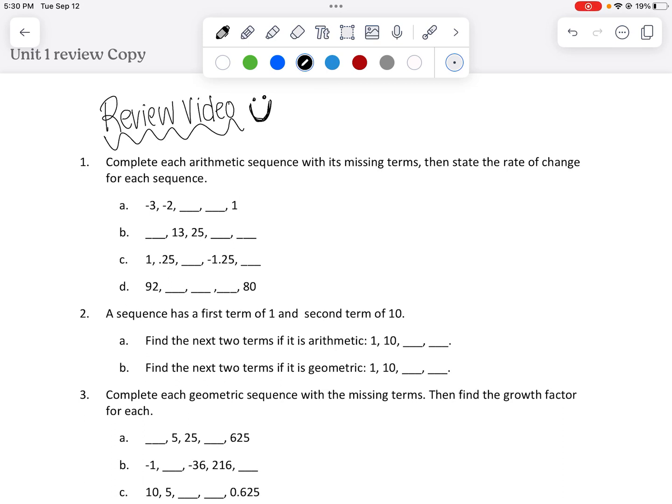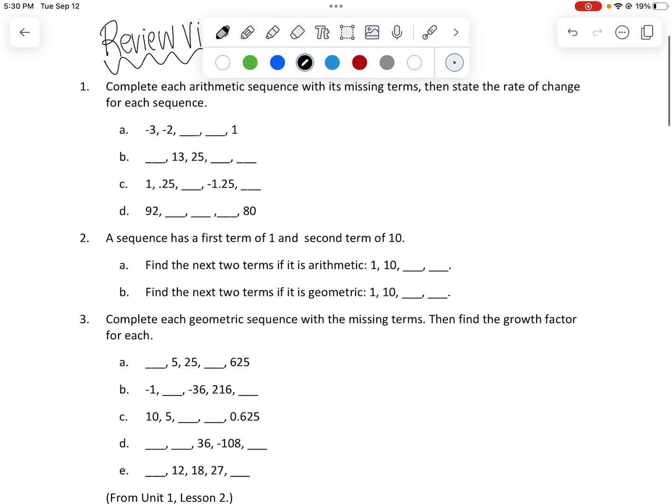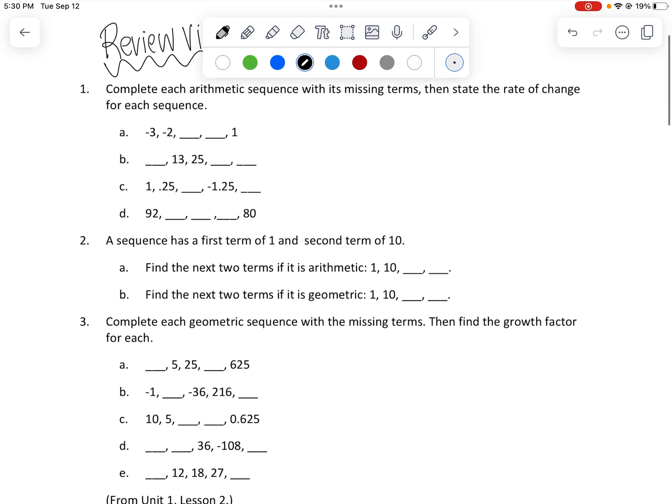Here's a video going over the Algebra 2 Unit 1 sequences review. I'm not going to do every question, especially on this first page, just because they are kind of repetitive, but I will do a few from each one.